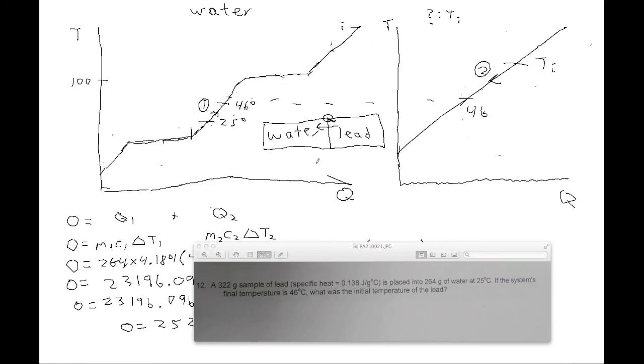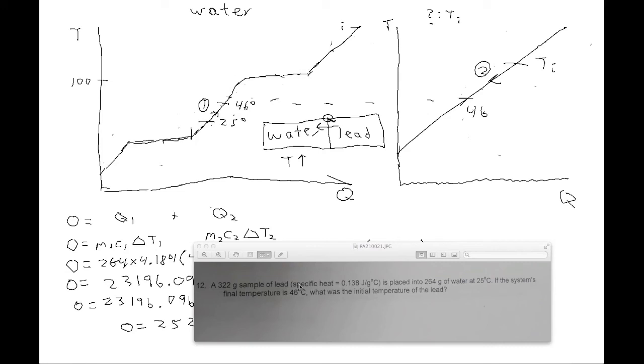The final temperature, which is above 25. Yeah. So the clue, and this is what you mentioned a moment ago, is that the temperature of the water is increasing. So it must be the one that's absorbing heat. So we're moving to the right. You can see that even from this graph. Therefore, what's the lead doing, absorbing or releasing heat? It's releasing heat. It must be, because the water is absorbing heat.